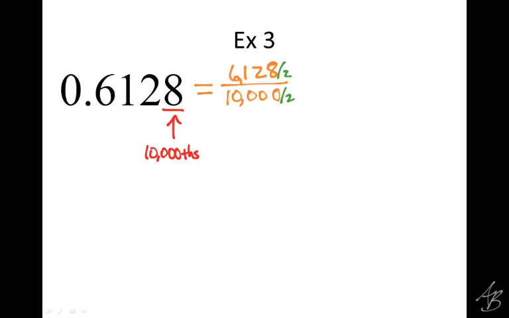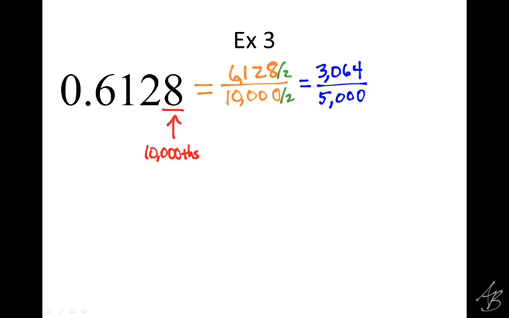And we can go ahead and use a calculator for this part. Go ahead and punch into your calculator 6,128 divided by 2. And you're going to get what? 3,064. Okay, and then on the bottom, we're going to divide 10,000 by 2 and get 5,000. Half of 10,000 is 5,000, right? Okay, so we reduced by 2.